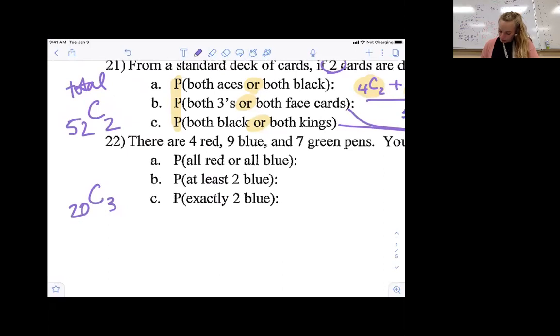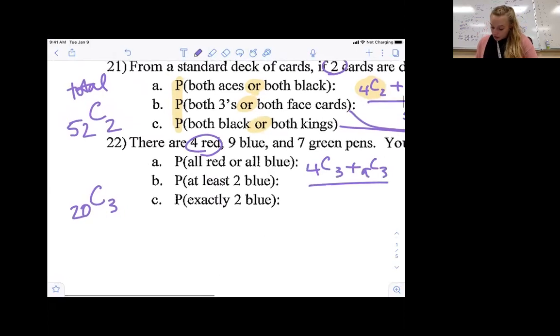All red is 4 choose 3, because I'm choosing 3 pens. Or all blue is also fine, so plus 9 choose 3. You don't have to minus anything off, because there's no overlap. There's no pen that's both red and blue. But we are going to divide off the total, the 20 choose 3.